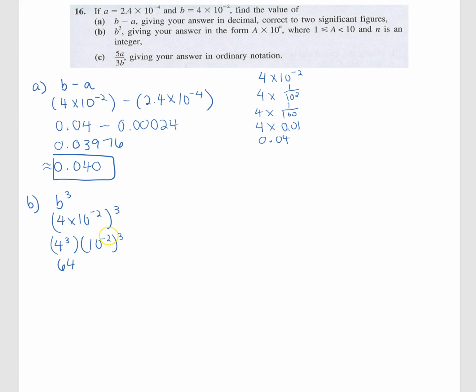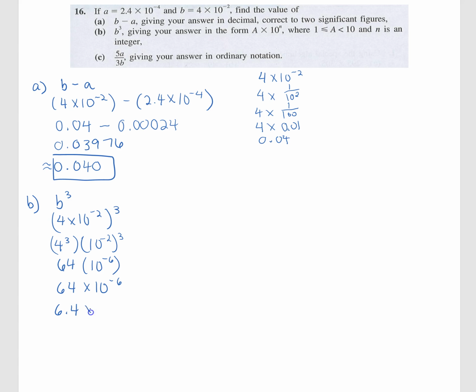And here we have 10 to the power of negative 2 to the power of 3. And when we have a number with an exponent to another exponent, we just multiply the exponents. So negative 2 times 3 is negative 6. So here we have 10 to the power of negative 6. And we can rewrite this in scientific notation, but this isn't quite right because we want the number to be greater than or equal to 1 and less than 10, like it asked for in the question. So that is going to be 6.4.